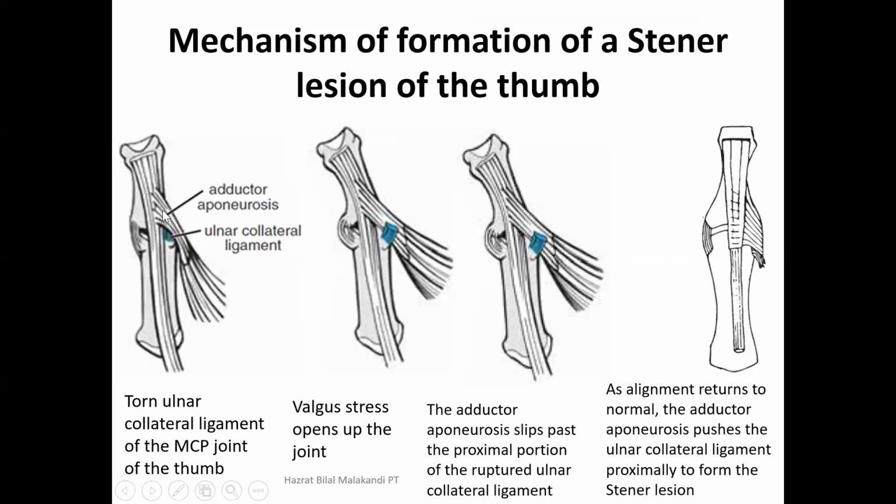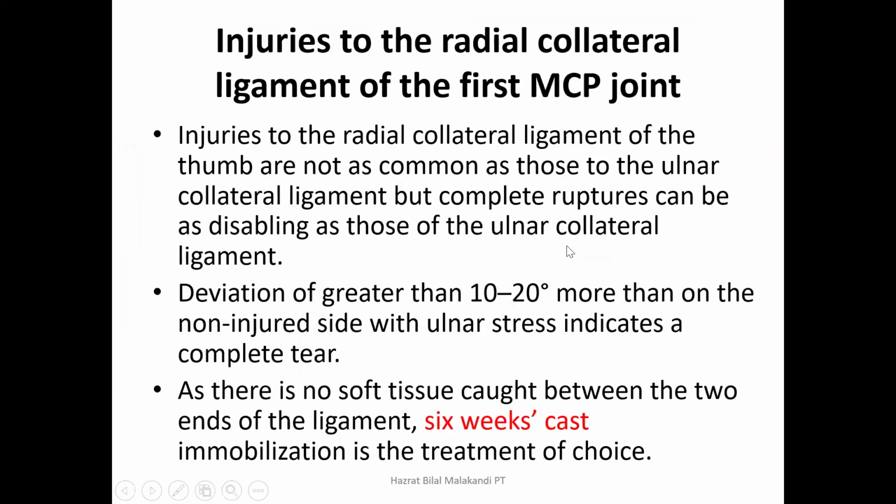After the valgus stress, they will be opening up the joint, and this torn part of the ligament will just come out and lie superficial to the adductor aponeurosis. And as soon as the joint comes back to its position after the valgus stress, the tendon aponeurosis will push back, and will proximally push this torn ligament dorsally, and that is actually known as the Stener lesion.